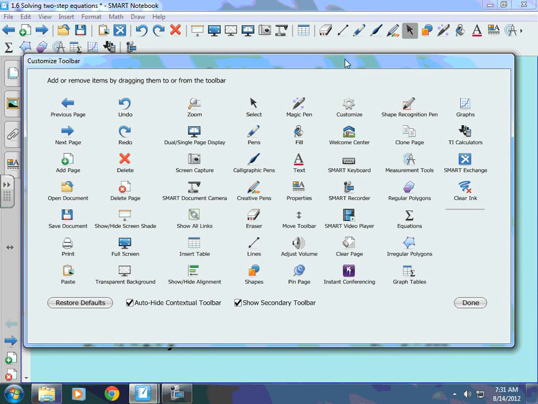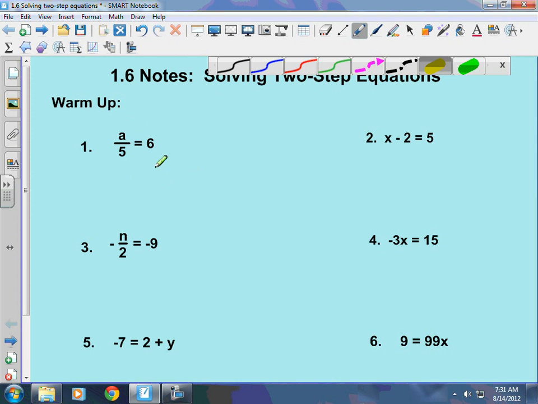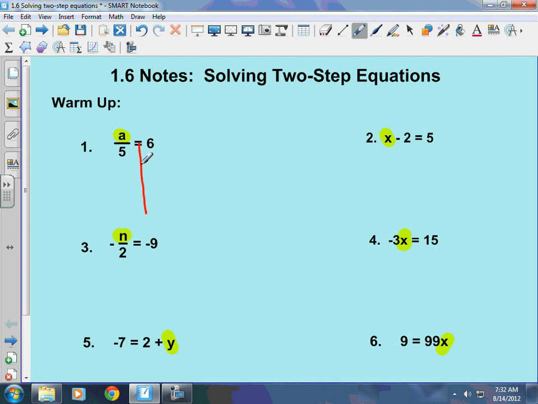In order to solve an equation, you have to undo it. You have to get the letter all by itself. So I want this A to be by itself, this X, this N, this X, this Y, this X. I want all those things to be by themselves on one side of the equal sign. So the first thing I do is I draw a line at the equal sign.